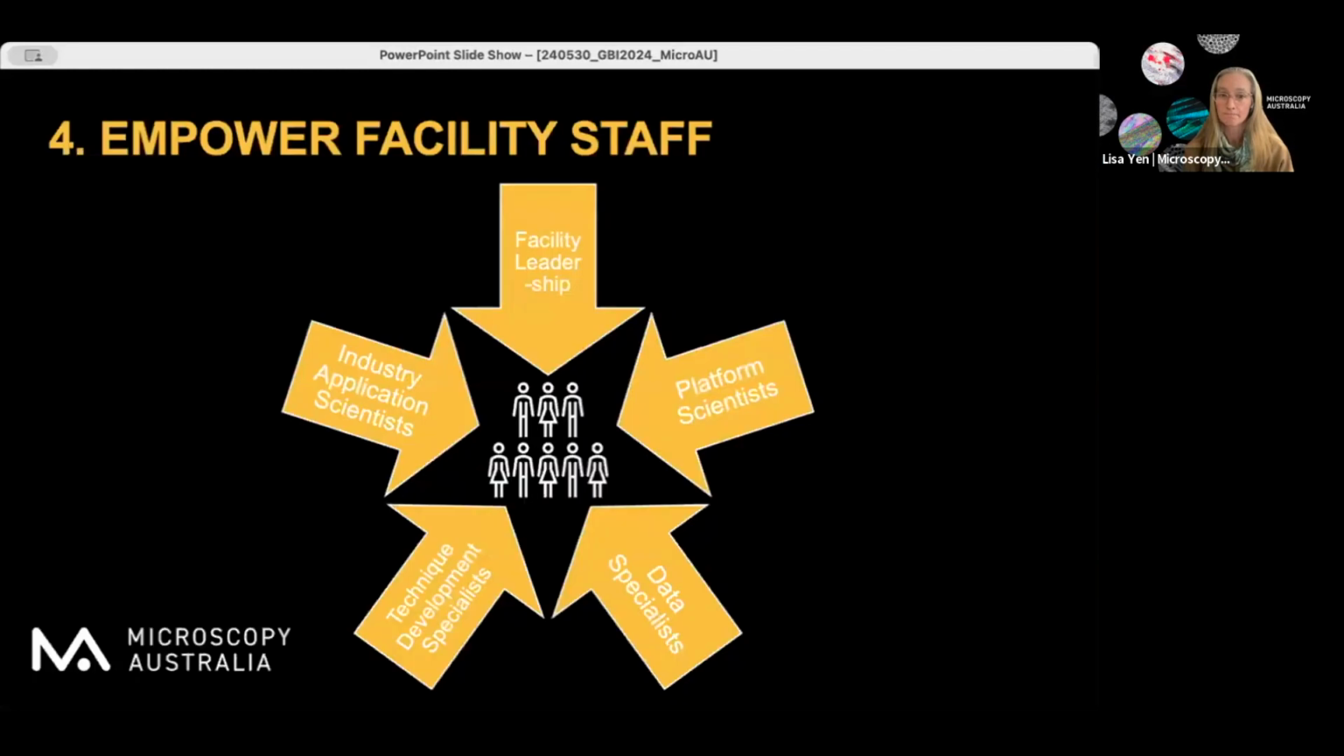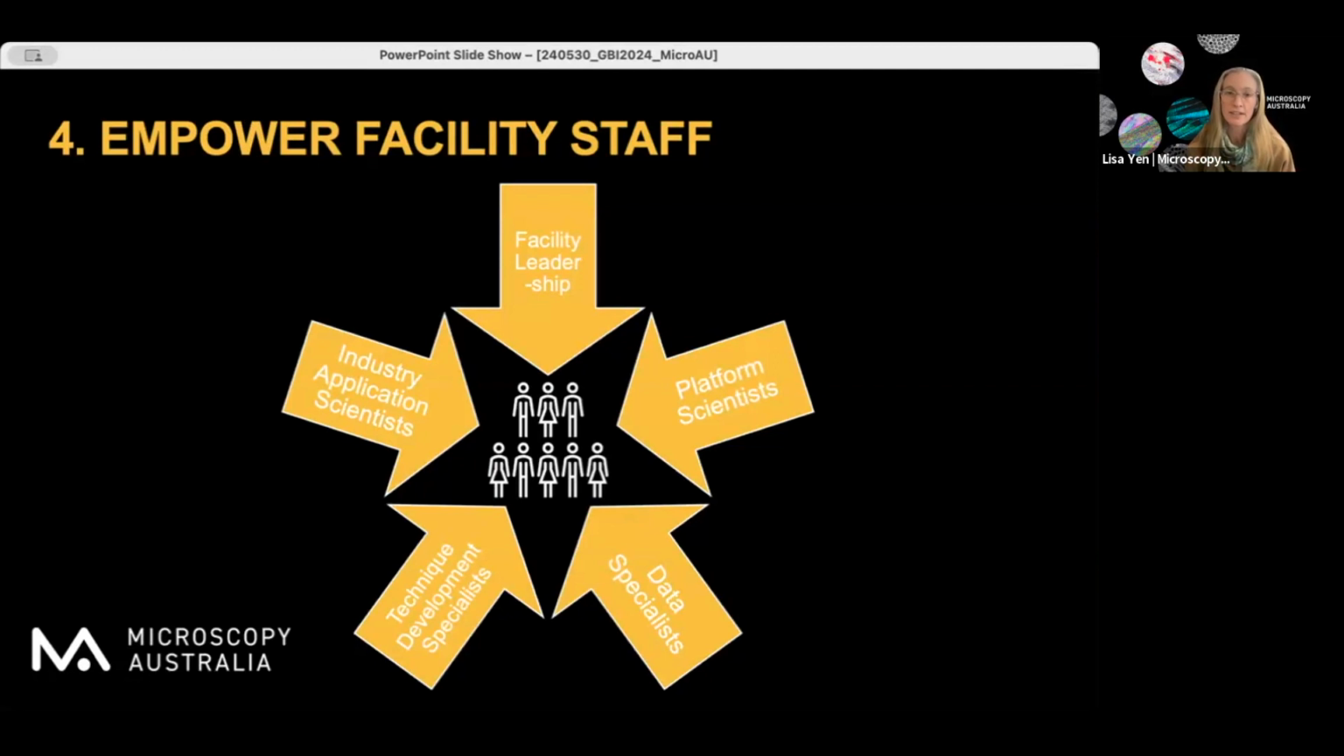So within our facilities, we see that there are a range of different staff: platform or instrument scientists. We also have data specialists. We have technique development specialists. We'd like to have some more industry application scientists. We have piloted some of those roles, and facility leadership that really come together to be that community to support research.